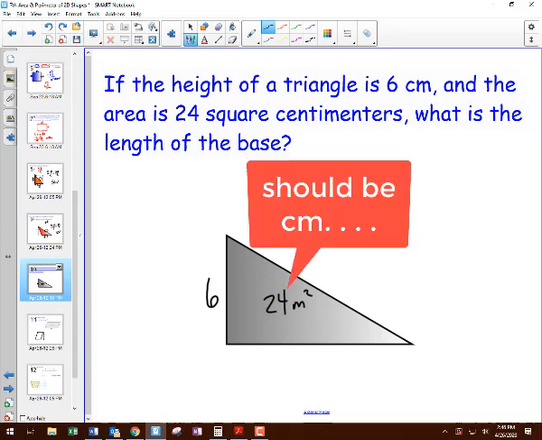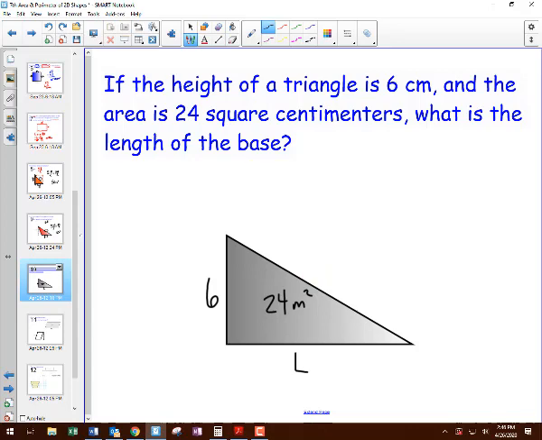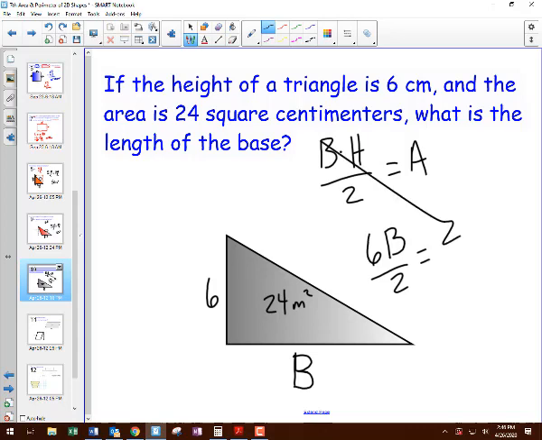What is the length of the base? You could either put an L, I'm going to go ahead and put a B on that one, second thought. We'll go back to our basic formula here: base times height divided by 2 equals the area. Now we can just plug in everything that we know. Our base we don't know, but our height is 6. So B times 6, in other words, we'd have 6B over 2 equals the area, which is 24.